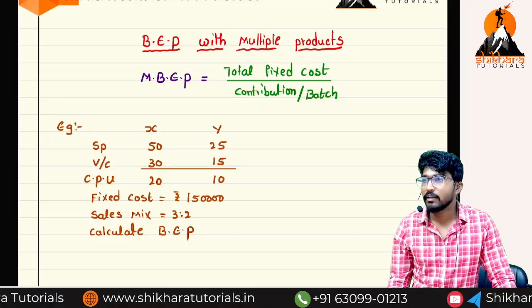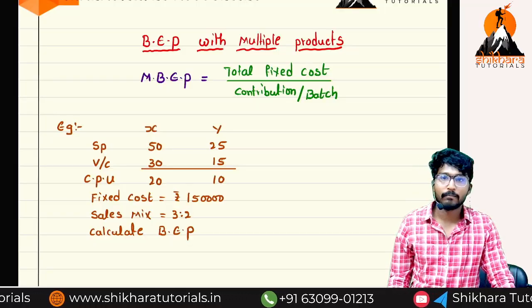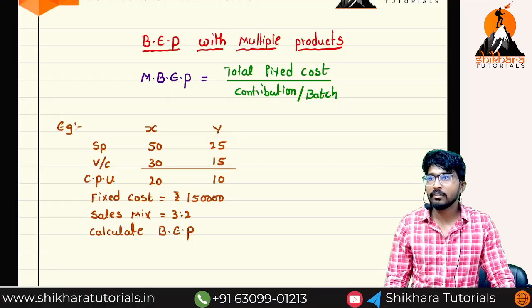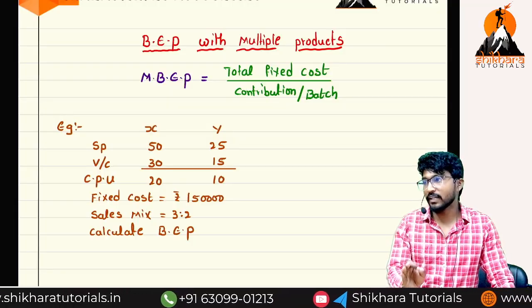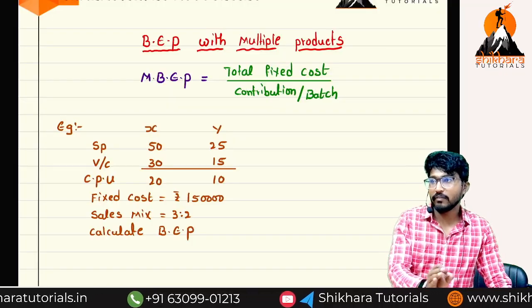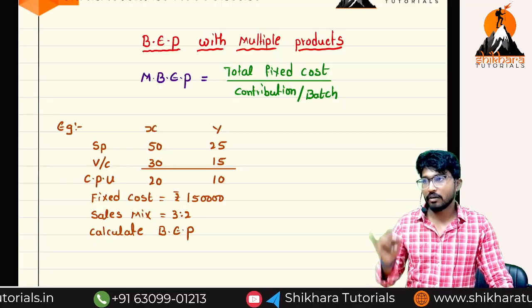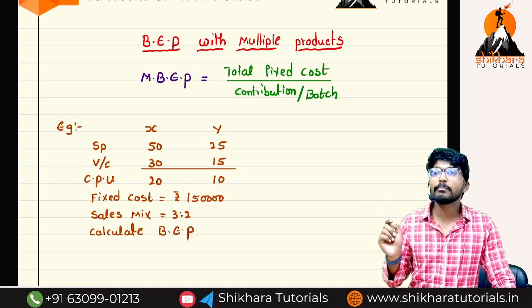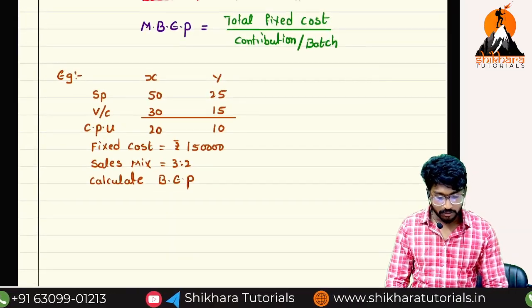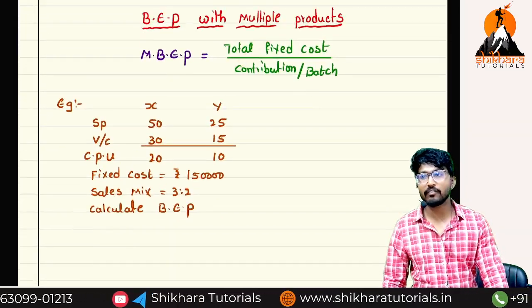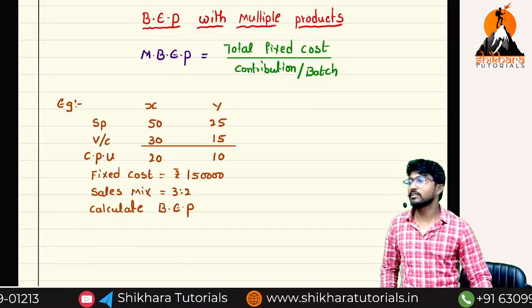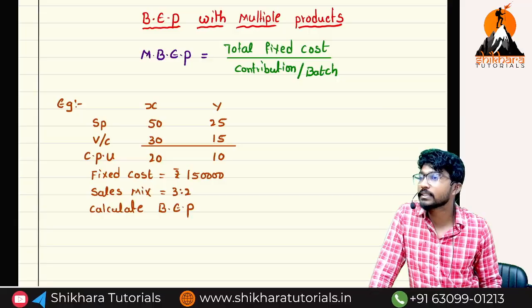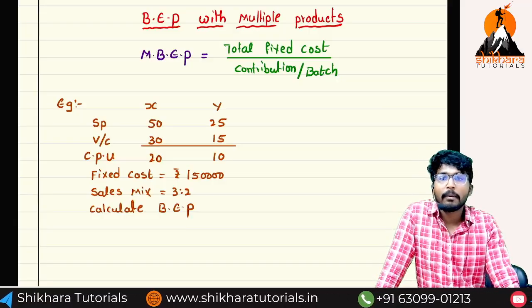What is multiple BEP? Whenever we have two or more products in the product range, we use the multiple break-even point. For that we need contribution, total fixed cost as well as the sales mix ratio. Now, what is the formula for calculating multiple break-even point? Total fixed cost divided by contribution, not per unit, but per batch. Contribution per batch.